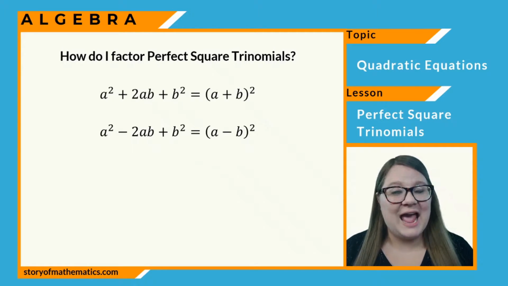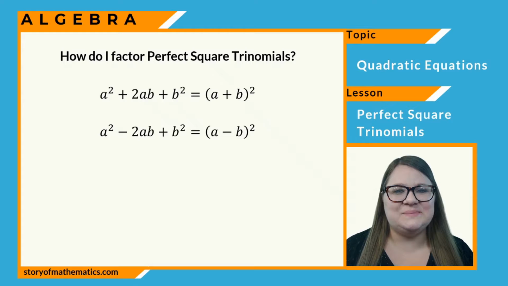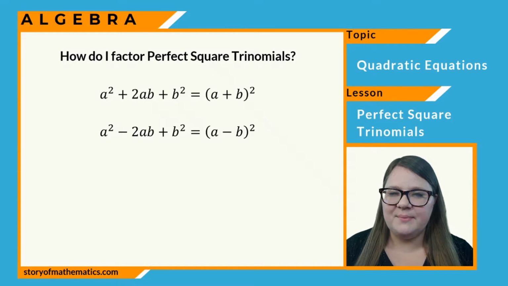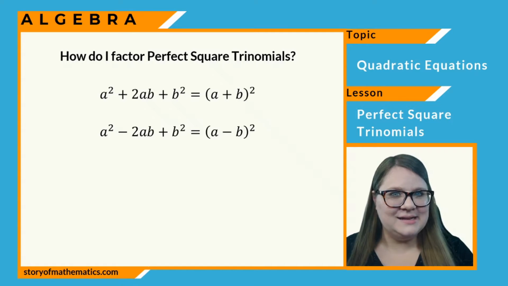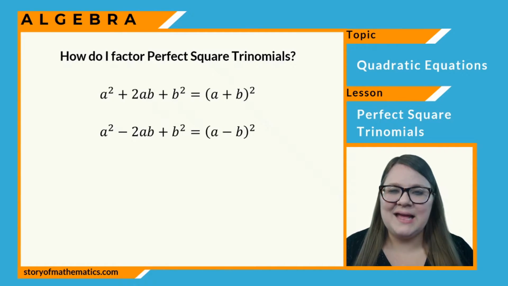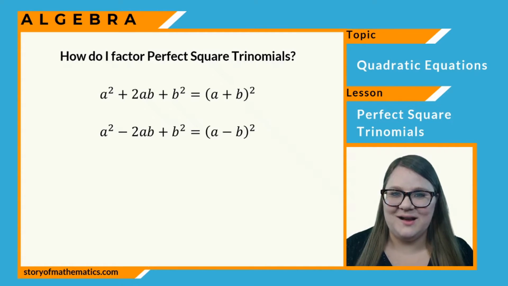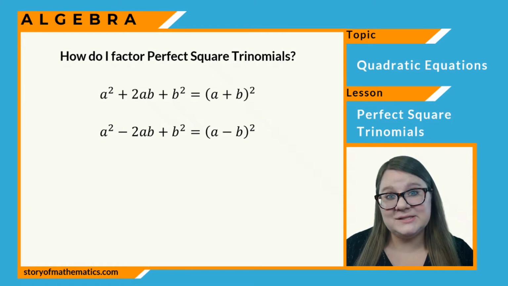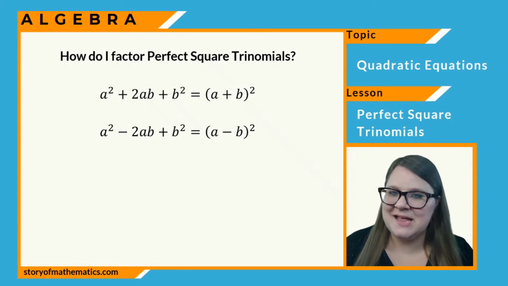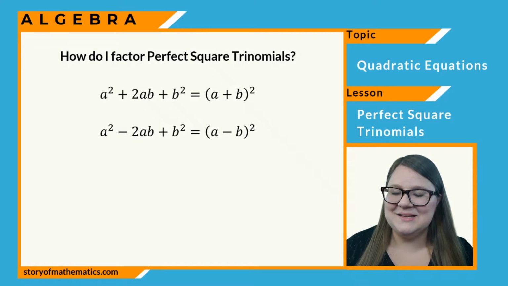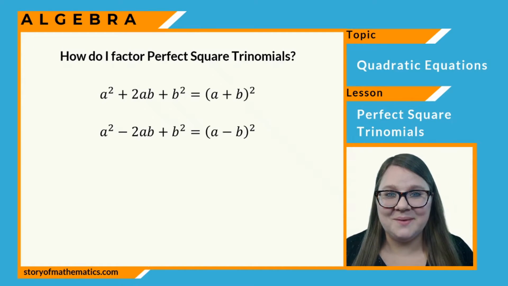The first one is a squared plus 2ab plus b squared, and that can be written as (a plus b) quantity squared. We could also have a squared minus 2ab plus b squared, and that can be written as (a minus b) squared. And that's why these are called perfect square trinomials. It's because they can be written as perfect squares. Let's see if we can apply this to a problem.